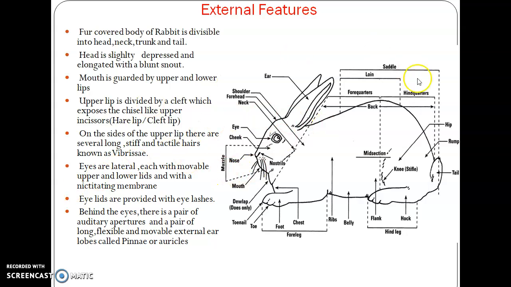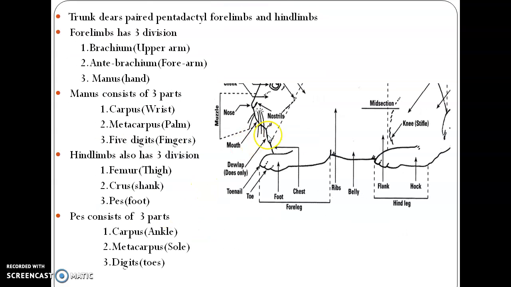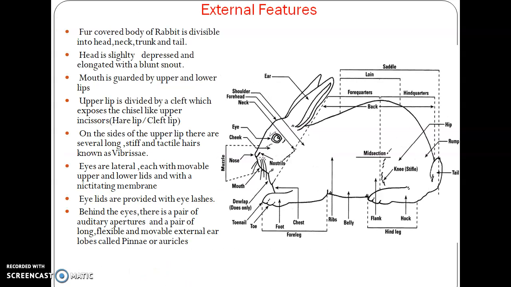We all know the peculiarity of the rabbit's front teeth. They are called incisors, and these incisors form a chisel-shaped structure. This is called a hare lip, and hence the upper lip has a hare lip or cleft lip arrangement. On either side of this upper lip, there are several long, stiff and tactile hairs. These are known as vibrissae. For more clarity, this is the vibrissae area. Then the eyes. Eyes are lateral in position.